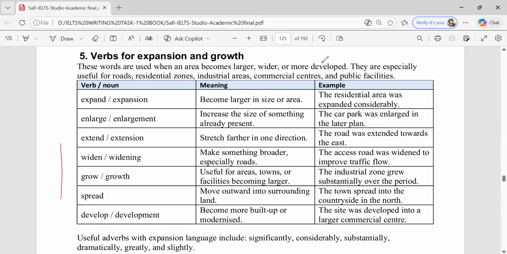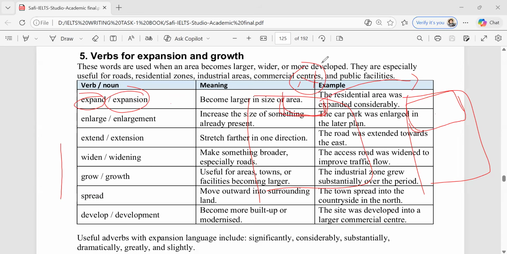Then we need some words for expansion and growth. Now, look, in a map, if there are two maps, for example, this is one map and this is another map. Before, we had a park here, suppose this is a park, at the northern boundary. It's a small park. And now this park, in the new map, has expanded. Suppose now a large area is covered by the park. So we can say expanded, expansion: when something becomes larger in size or area.